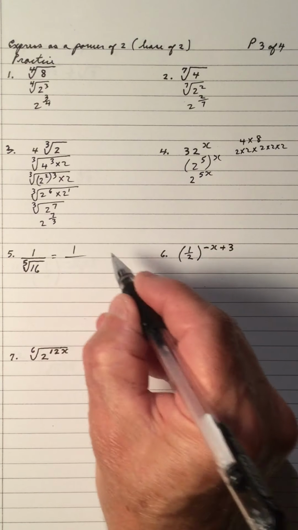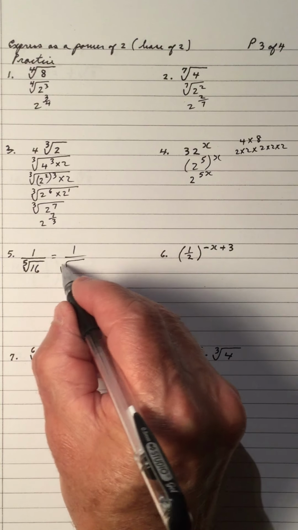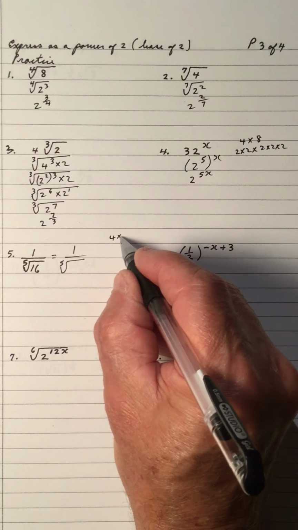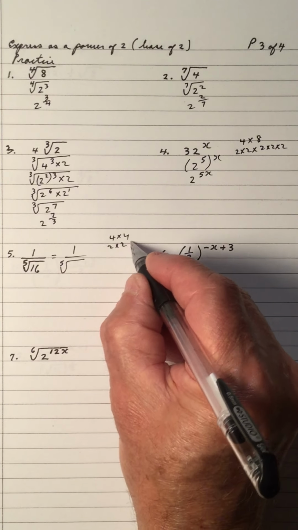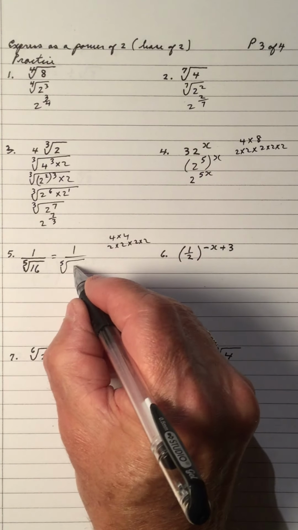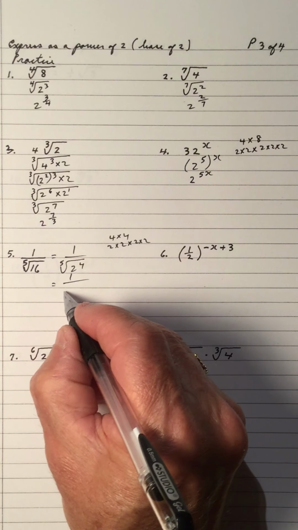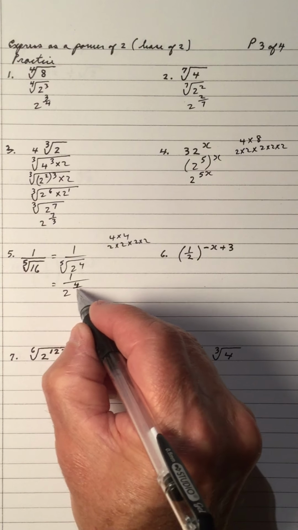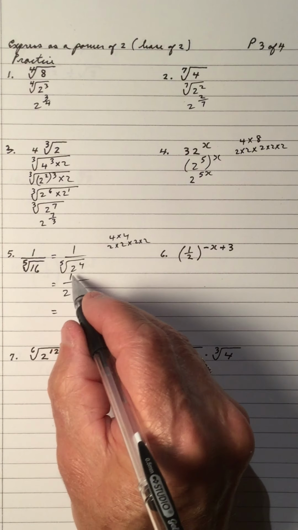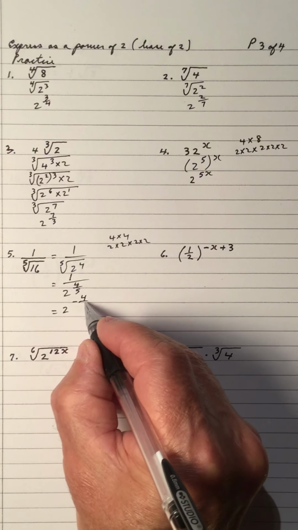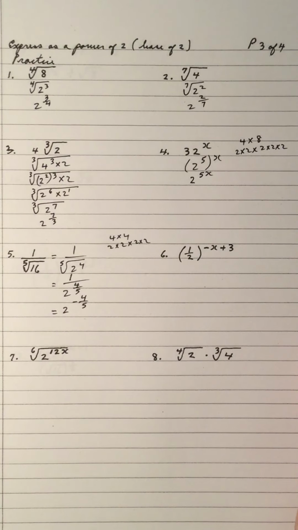And 1 over the fifth root of 16. 16 is 4 times 4, which is 2 times 2. 4 is 2 times 2, so 16 is 2 to the 4. So that's 1 over 2 to the 4 over 5. And because you have a 1 over, you have a negative exponent, 2 to the negative 4 over 5.